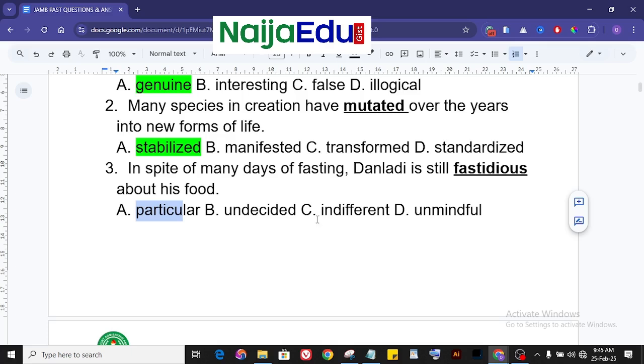Then option C, indifferent, means not caring. That is what indifference means. Then option D, unmindful, means to be careless. So the correct answer to this is indifference. Indifference is the correct answer to this particular one.